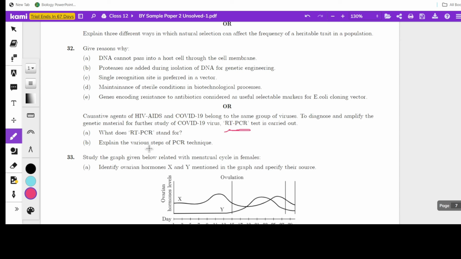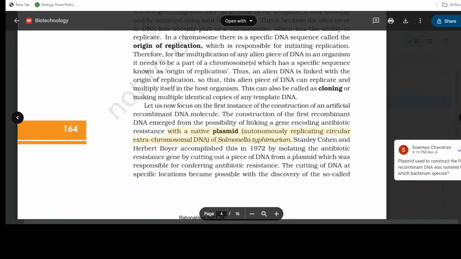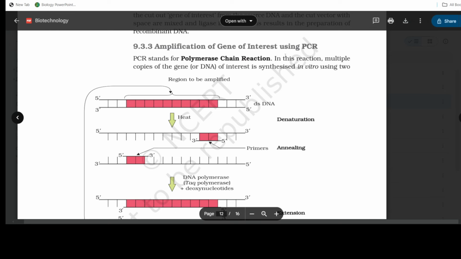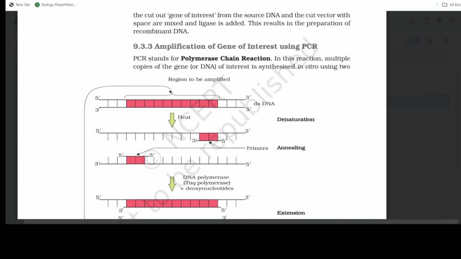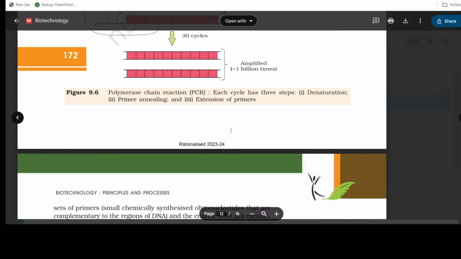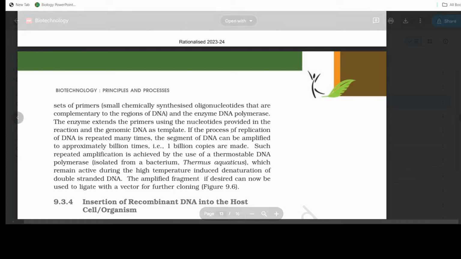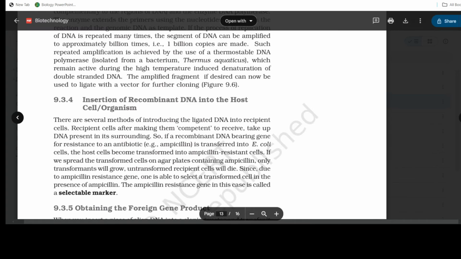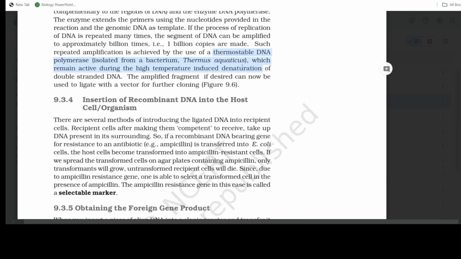The various steps of the polymerase chain reaction technique are directly given in your textbook. Amplification of gene of interest using PCR. All these steps you must mention with the diagram, that is denaturation, annealing, extension, and how it is getting amplified. A very important part of this is the use of thermostable DNA polymerase isolated from a bacterium, Thermus aquaticus, that is Taq polymerase.